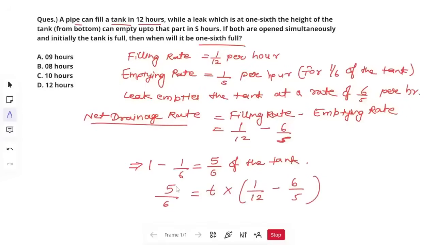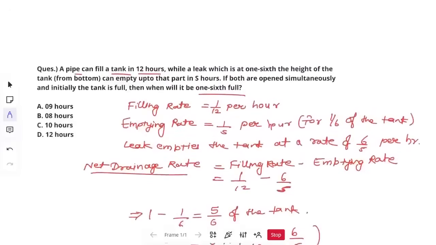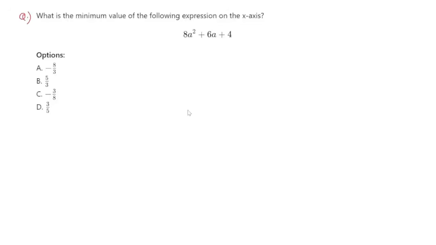Okay, so we have found out how much water needs to be drained out. So that is why we have formed this equation, and now when we solve it, we will get the value of T as 10 hours. Okay, I'm not solving it completely, but if you solve this equation, you will get the value as 10 hours. So the correct answer for this question is going to be option number C, that is 10 hours. Okay, hope you have understood it. Let's move on to the next question. Let's look at this question.